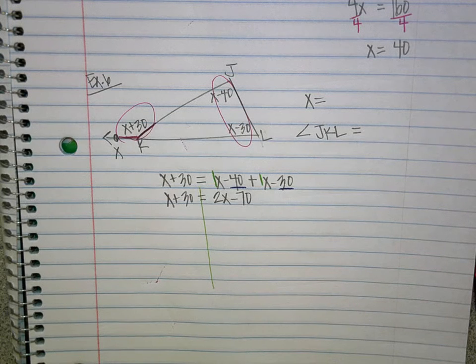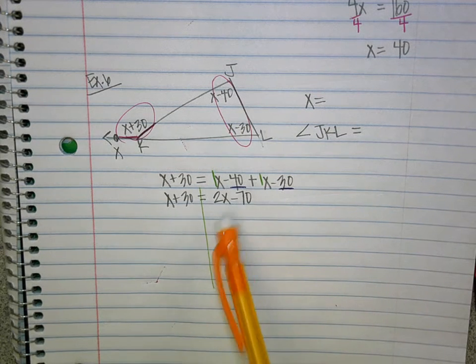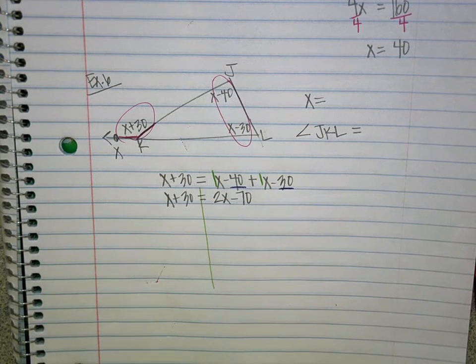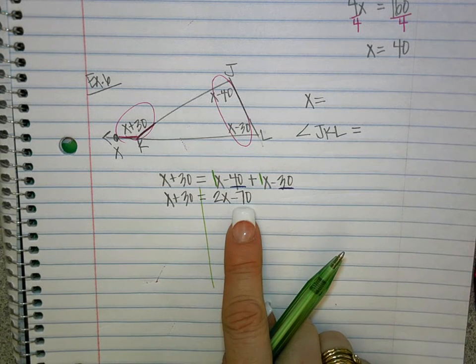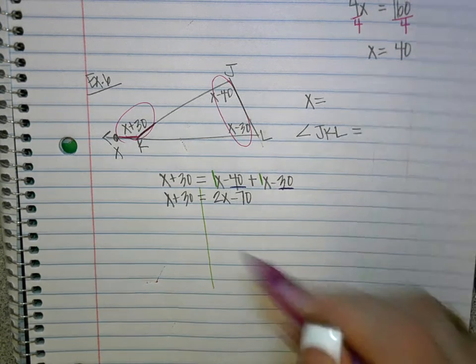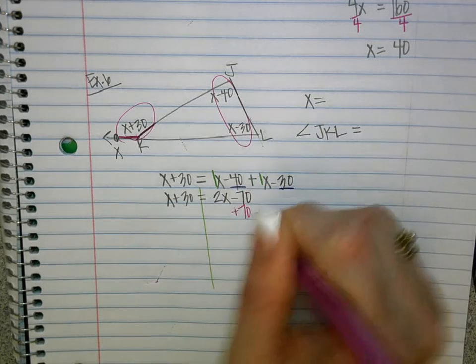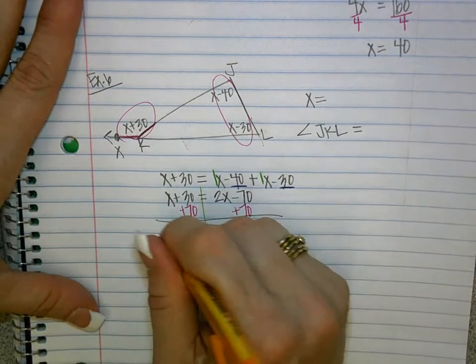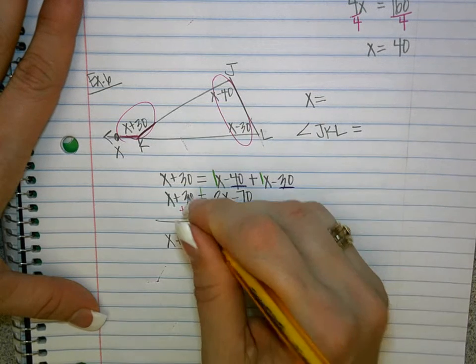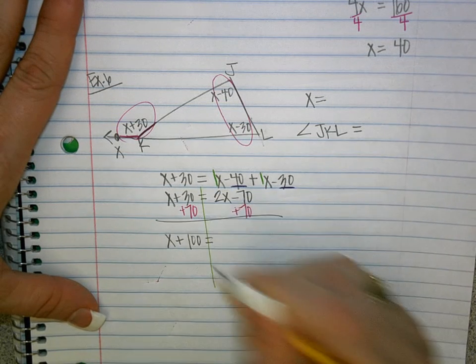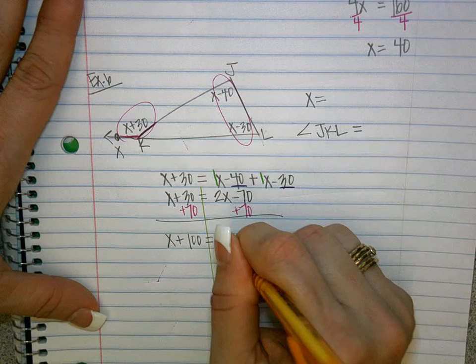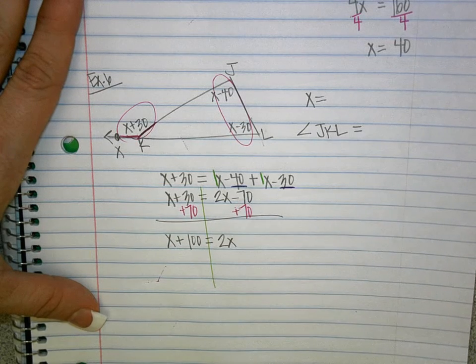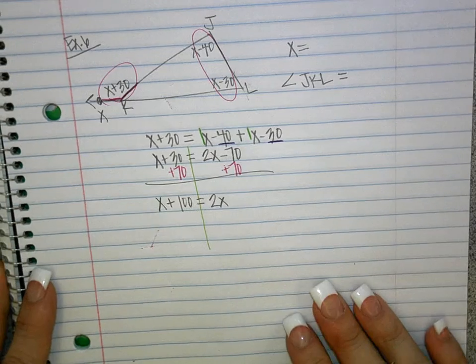Usually you want to try to get rid of the negatives if you can, because we don't like to deal with negatives. So to get rid of this negative 70, what do we do? Add 70 to both sides. So add 70 to both sides. It's going to leave us with x plus 30 and 70 gives you 100 equals 2x. Now, which way do you want to move letters? Should I move them to the left or the right?